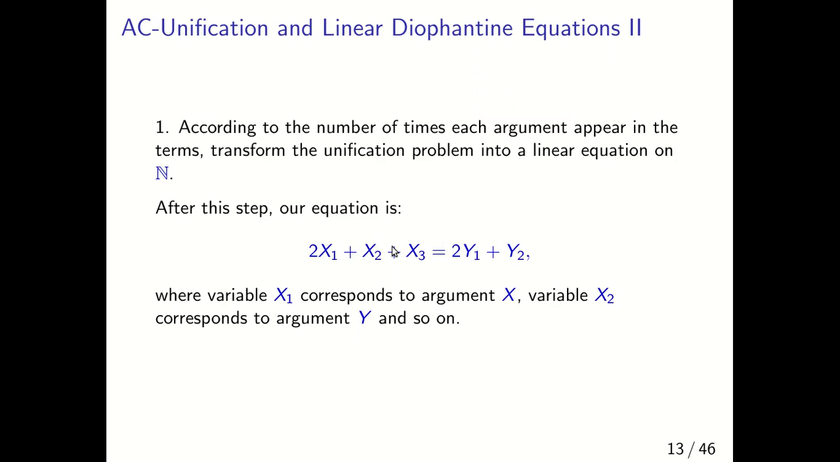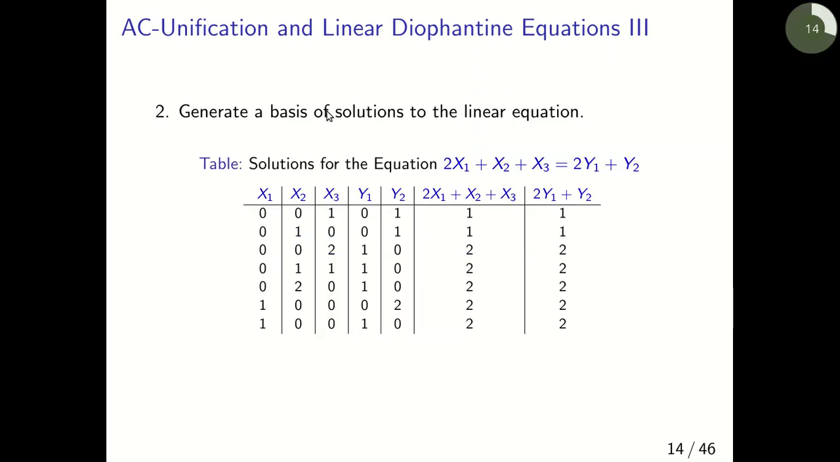Now that we have this equation, what we can do is generate a basis of solutions to it. So in this table here, we see a basis of solutions to this equation. For instance, the first row is one solution, where x1 is 0, x2 is 0, x3 is 1. Then the left-hand side is equal to 1. Now, y1 is 0 and y2 is 1, which means that the right-hand side is also equal to 1, and this is correct.